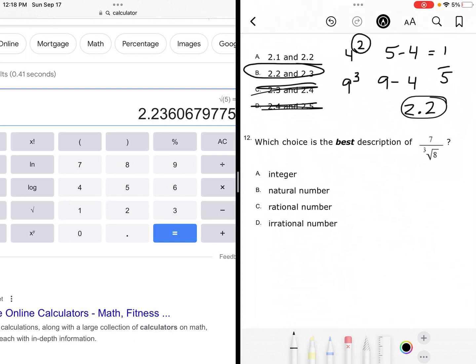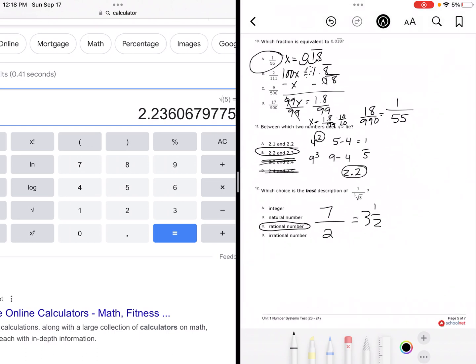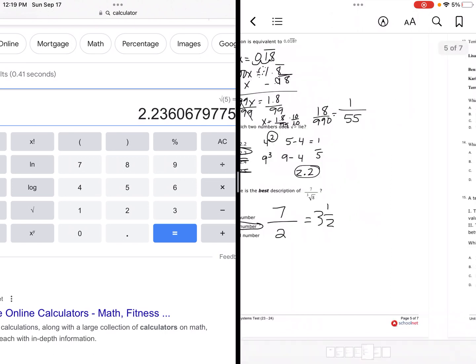All right, for this one, you have 7 divided by the cube root of 8, which is 2. So that works out to be 3.5. So anytime you have a fraction, it is a rational number. An integer would be a negative or positive whole number. A natural number would be all of your whole numbers that are positive and it doesn't include 0. Irrational would be like pi, non-perfect squares, and decimals that go on forever.